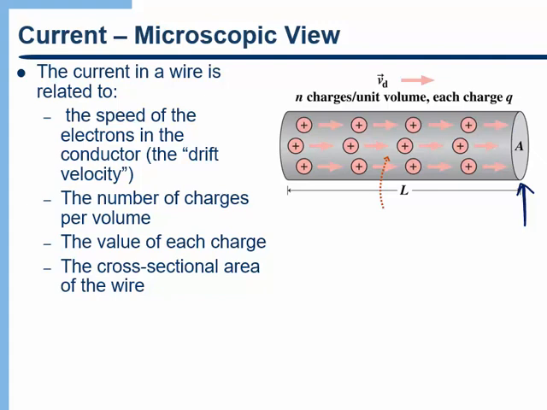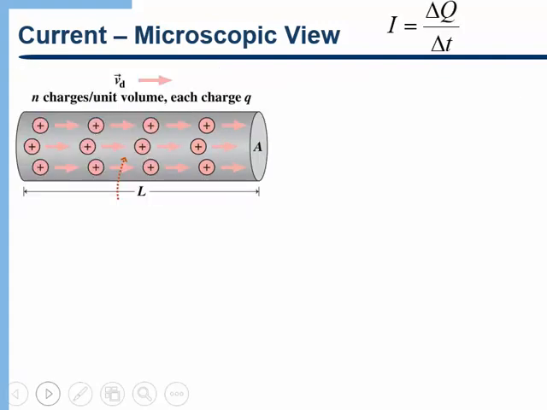And so that's going to depend on how fast the electrons are moving. It's going to depend on how much charge each electron carries. It's going to depend on how many electrons there are in a given volume. It's also going to depend on how big the wire is, what we call the cross-sectional area of the wire. So let's see how these all fit together. We know that current is defined as the amount of charge per time. So ultimately what we're trying to do here is figure out what current is in terms of what's going on inside the wire.